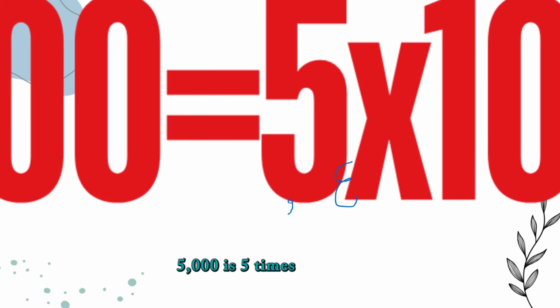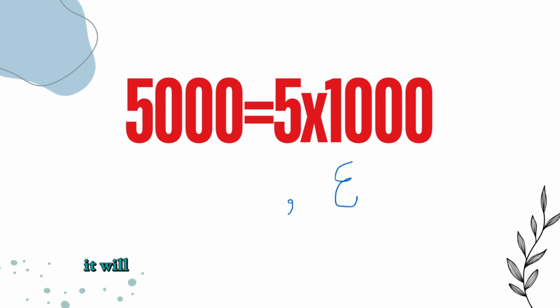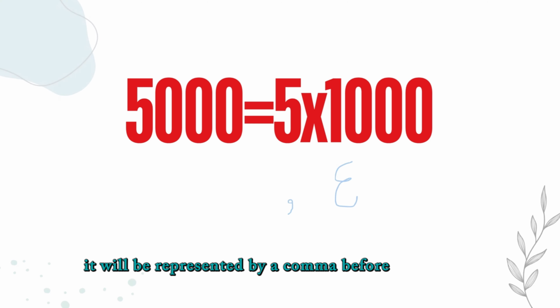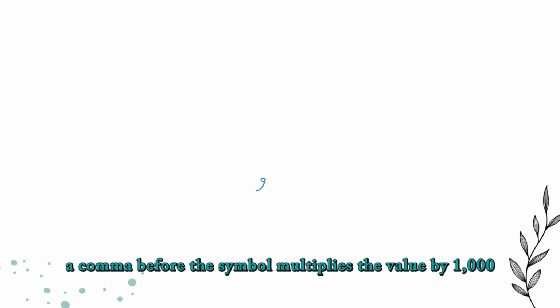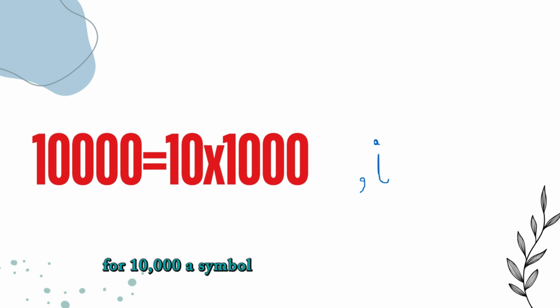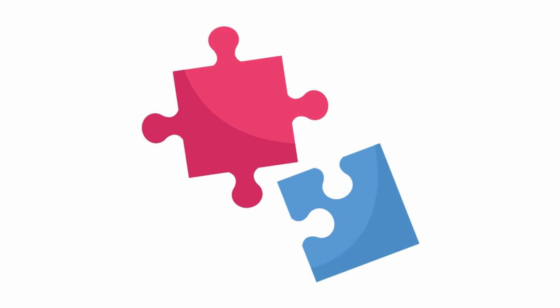Now let's see the multiplicative property. 5,000 is 5 times 1,000. It will be represented by a comma before the symbol. For 5, a comma before the symbol multiplies the value by 1,000. For 10,000, a symbol before the letter 10 is used.